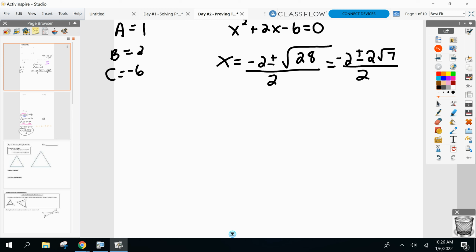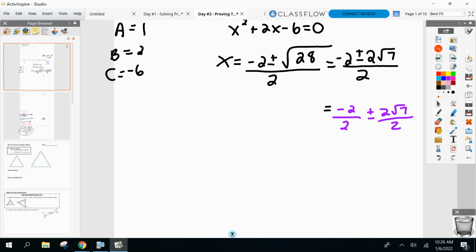Here's what I gotta make sure we are clear on. The 2 doesn't disappear in the denominator. You have to divide both sides of the plus or minus by 2. All right, both sides. So it looks like this, and I don't need to see you write it like this, but look, here's what it looks like. -2 over 2 plus or minus 2 radical 7 over 2. That's what that is. Do we see that?